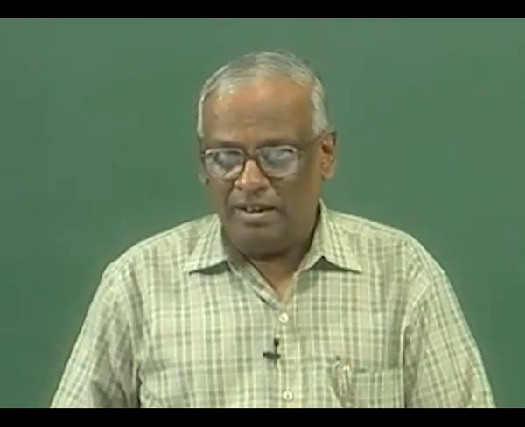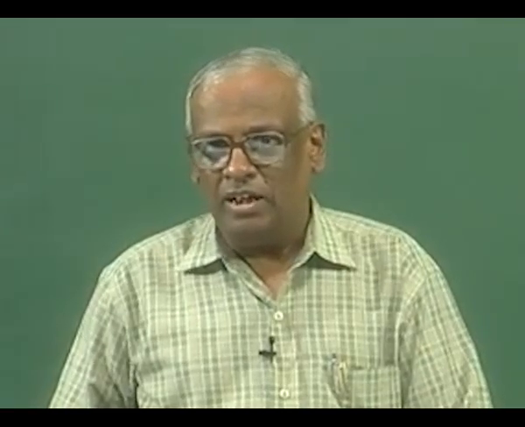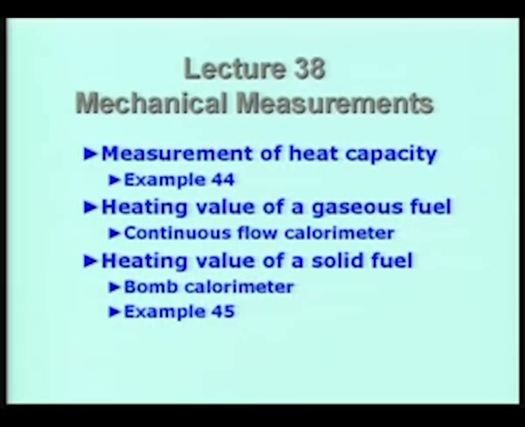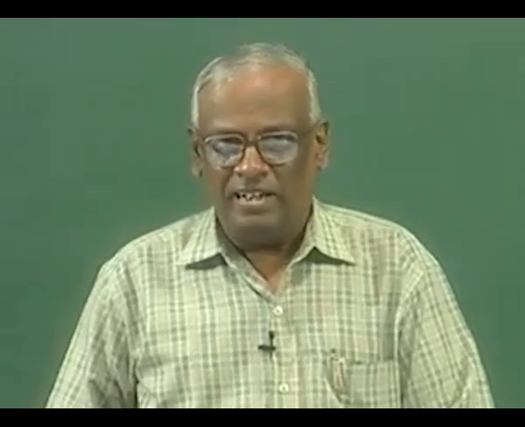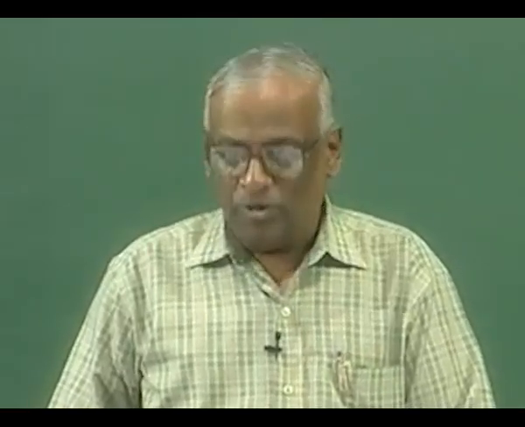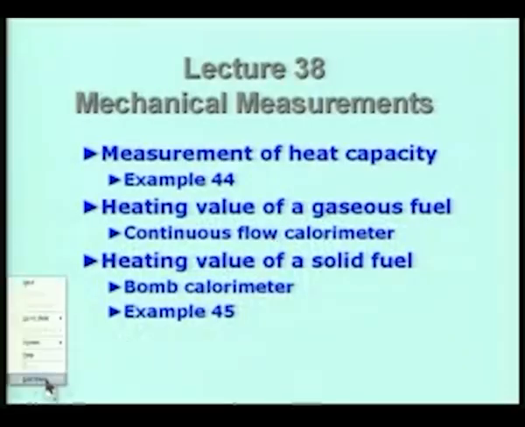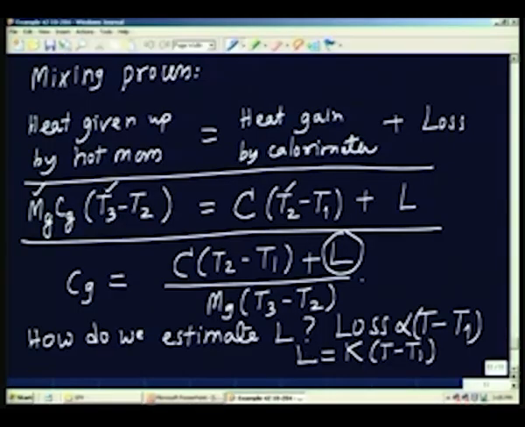In this lecture I am going to continue with that, and I will take example 44, which was actually spelt out in the last lecture. We will try to solve that problem, and then we will move on to another important measurement, namely the measurement of heat of combustion of either a gaseous, liquid or a solid fuel. So, we will describe two calorimeters, one a continuous flow type calorimeter and the second one called a bomb calorimeter. We will look at these things in the present lecture. We will go back to the board and resume at the place where we had left off last time.